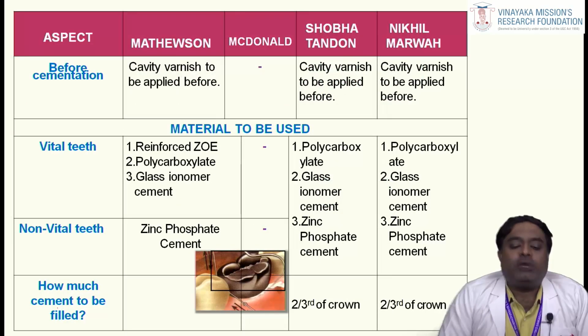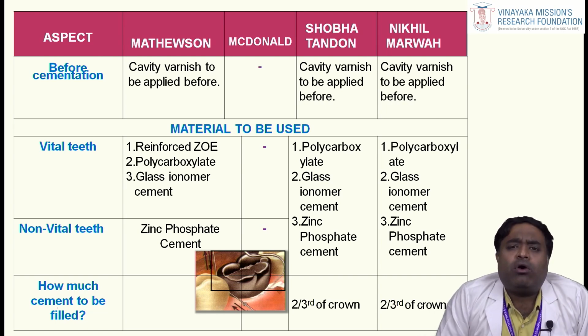So next, coming to before cementation. Before cementation, all the authors say that cavity varnish is to be applied before crown cementation. Next, coming to the materials used. In a vital tooth, according to different authors, you have to use polycarboxylate cement, zinc oxide cement, and zinc phosphate cement.